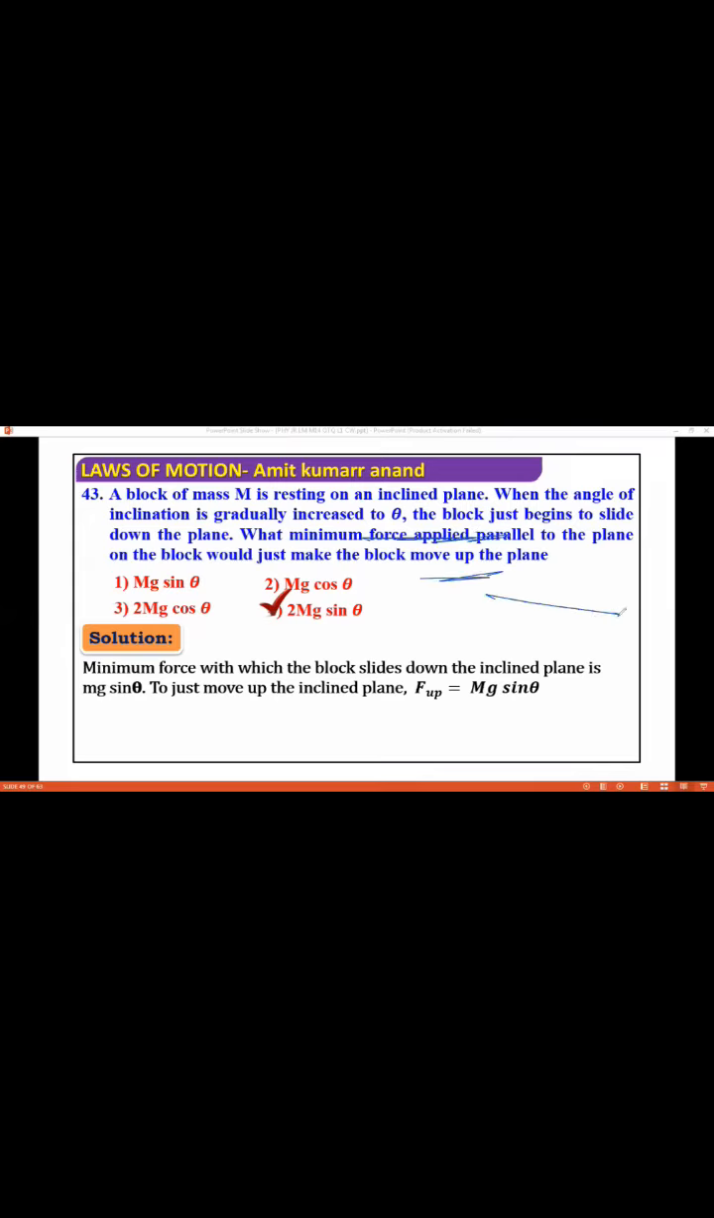Okay, so see, think like this. If the question didn't mention anything about friction or anything.